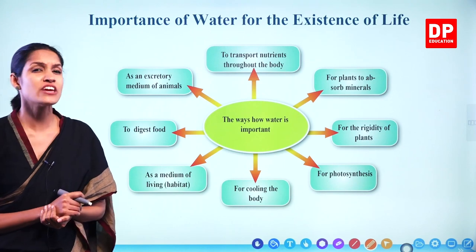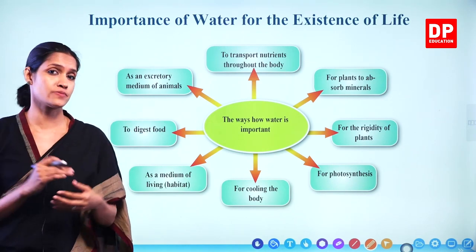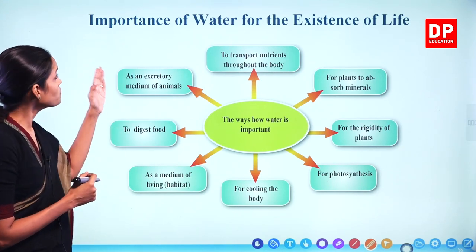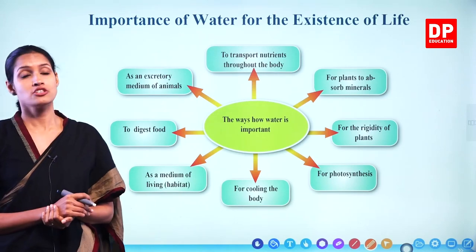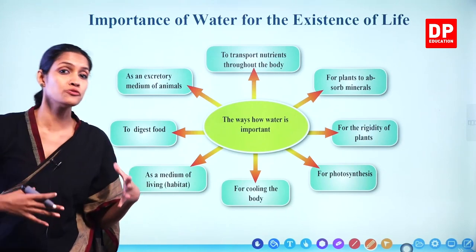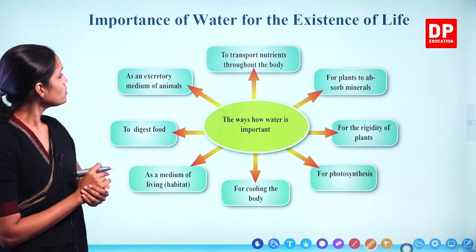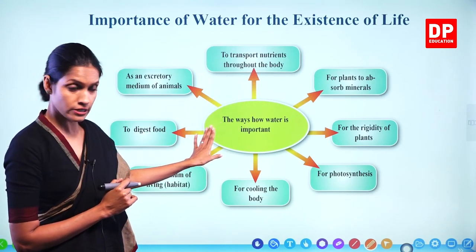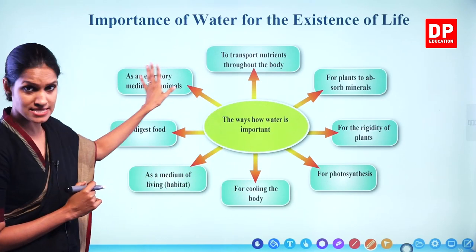What is the meaning of existence of life? Life here means organisms. So here we are going to learn the importance of water for the existence of organisms. Under organisms, we are going to learn about the importance of water for plants and animals both. Okay, look at this chart. The ways how water is important. And here we have a number of importances.